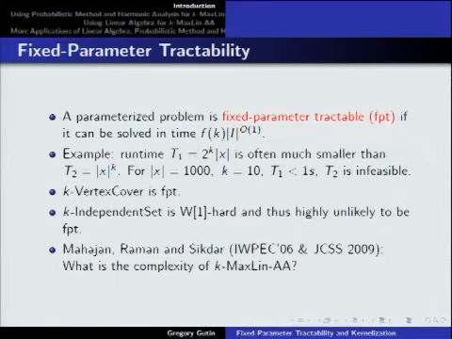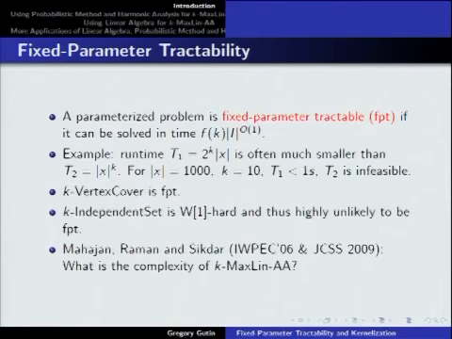For example, k vertex cover is fixed parameter tractable, and there is a fast algorithm for that problem, such that, say, up to k equal 400 with quite large n, we can solve that problem. And it is indeed this kind of algorithms that are used in applications already.